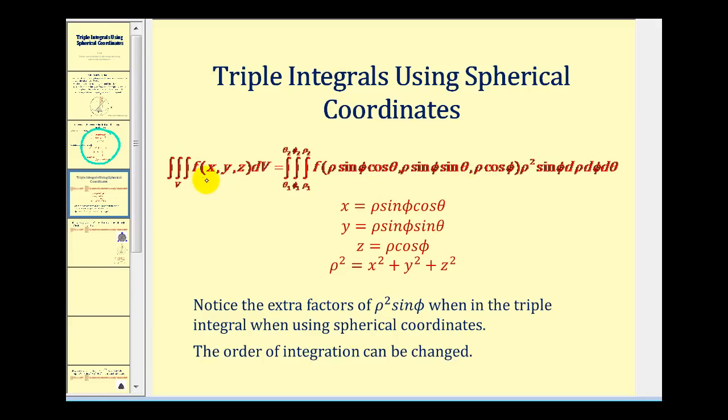First, the function must be expressed in spherical coordinates, where x is equal to rho sine phi cosine theta, y is equal to rho sine phi sine theta, and z is equal to rho cosine phi. And then notice that differential V is equal to rho squared sine phi d rho d phi d theta. So there's an extra factor of rho squared sine phi when converting to spherical coordinates. And just like any other triple integral, we can change the order of integration. Let's go and take a look at an example.